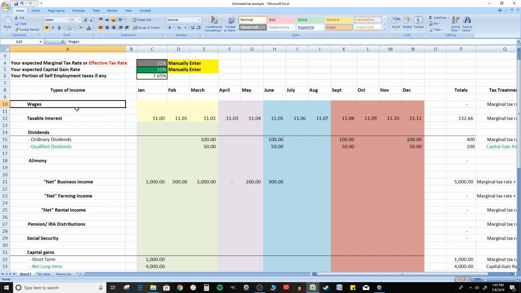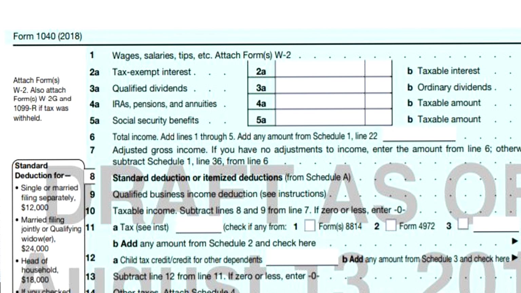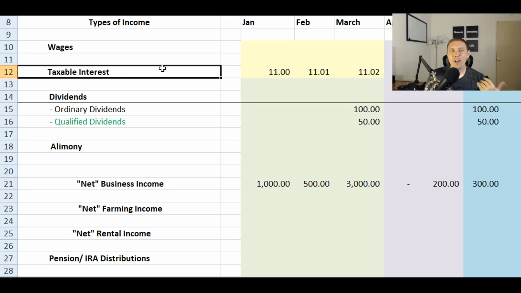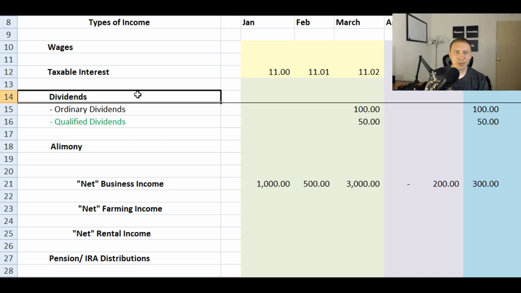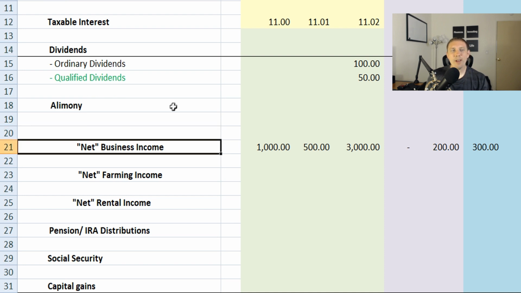A lot of this follows their tax forms pretty closely, because if you look at the tax forms, this income is listed there. And this spreadsheet, even though it's a spreadsheet, does coincide fairly closely with their actual 1040 tax forms. There's taxable interest. There's dividends that might show up in your tax return. Net business income. I put net because I think it's really important to distinguish that.